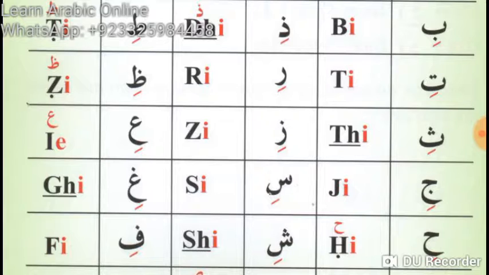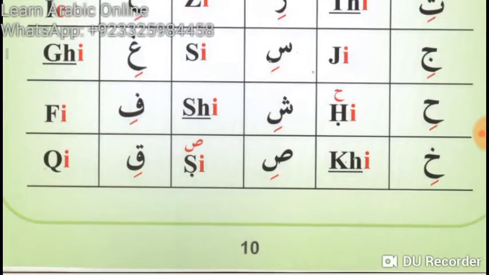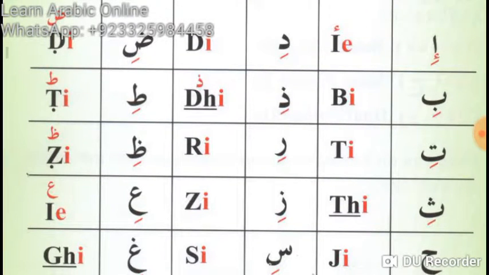Ra kasra Ri. Za kasra Zi. Sin kasra Si. Shin kasra Shi. Sad kasra Si. Dad kasra Di. Ta kasra Ti. Za kasra Zi.